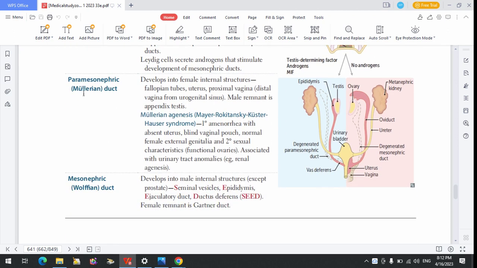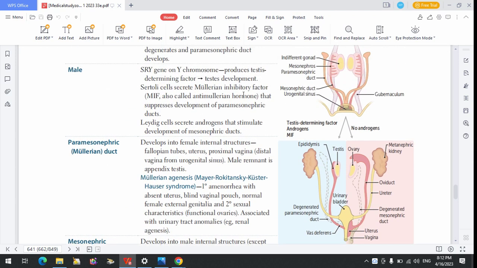I've told us that the paramesonephric duct gives rise to the internal structures in the females, which include the fallopian tube, the uterus, as well as the proximal vagina. Now, in males, there's degeneration of the paramesonephric duct, but there is some area that will remain. This area is called the appendix testis. The way to remember the naming is that anything that ends with testis will be found in males. So a little remnant will persist, which we call the appendix testis.